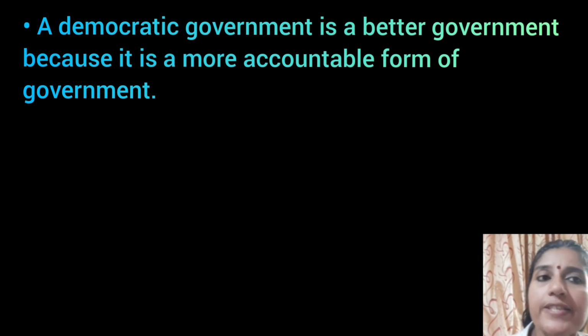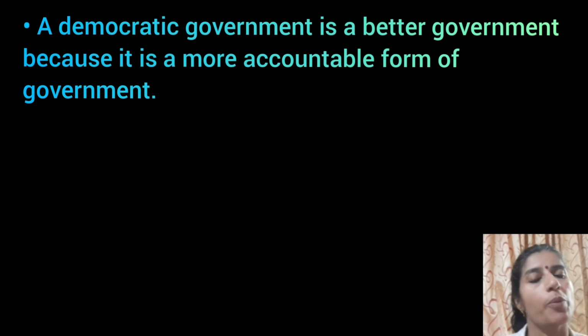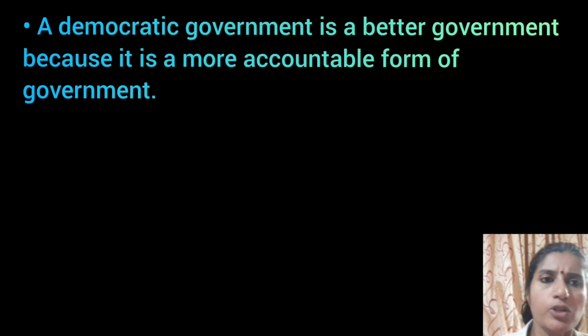This example brings out one of the reasons why democracy is considered the best form of government. So a democratic government is better government because it is more accountable form of government. So what is the first merit of democratic government? It is the most accountable form of government.